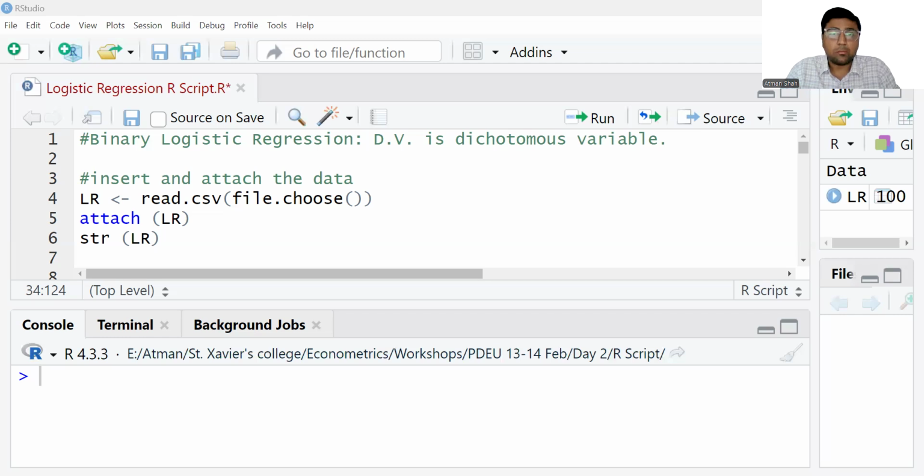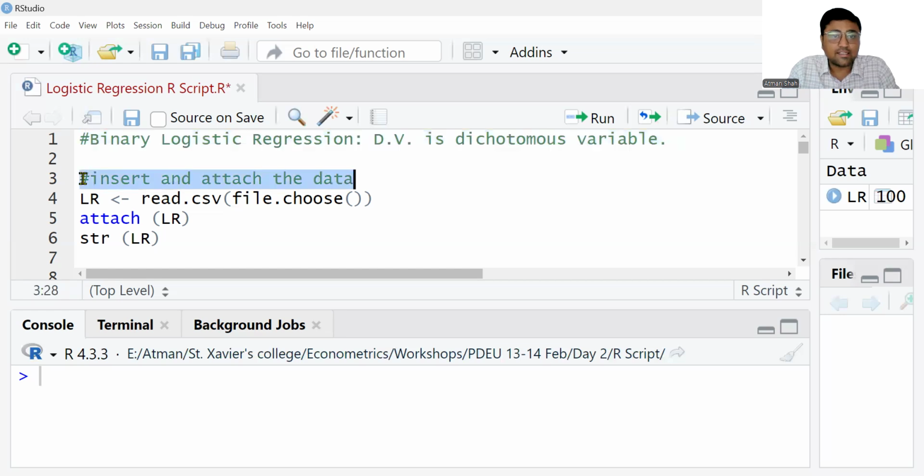So let's begin with the meaning of logistic regression or when to use logistic regression. Binary logistic regression is used when our dependent variable is a dichotomous variable. That means we have a nominal variable with only two categories. In that case, we are going to use binary logistic regression. So let's understand the process.